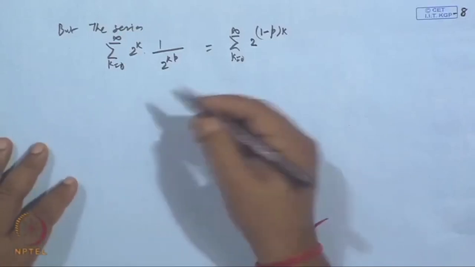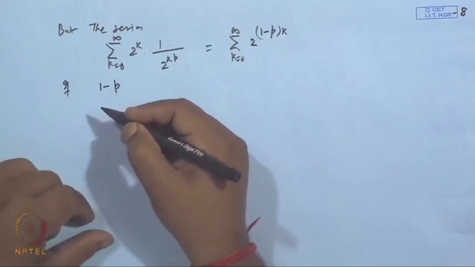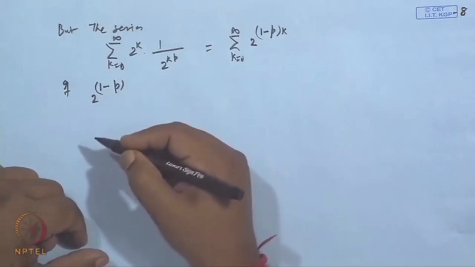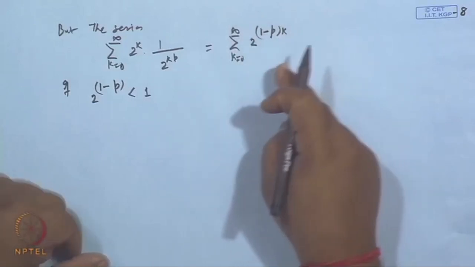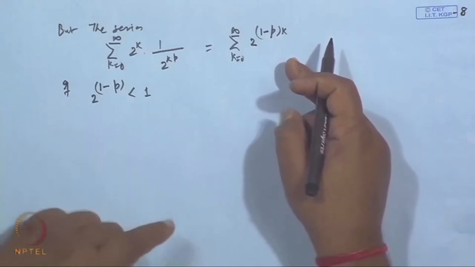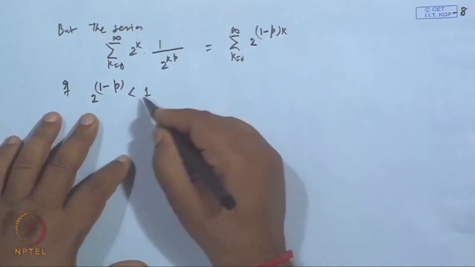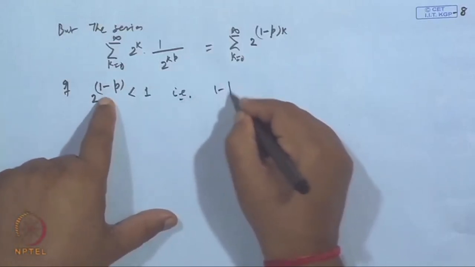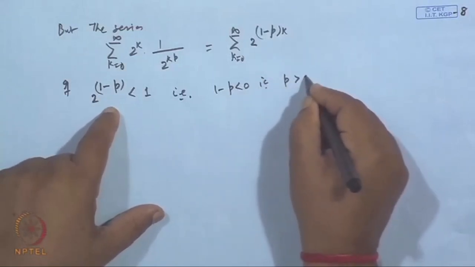So, if 2 to the power 1 minus p is strictly less than 1, then it will behave as a geometric series, sigma r to the power k, where mod r is less than 1. That happens when 1 minus p is negative, that is, when p is strictly greater than 1.